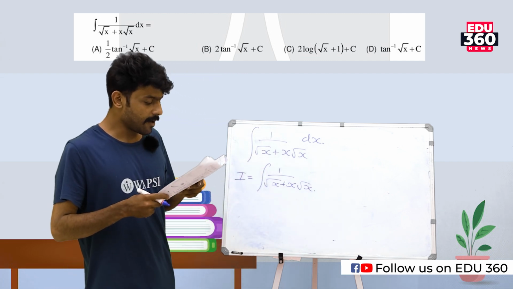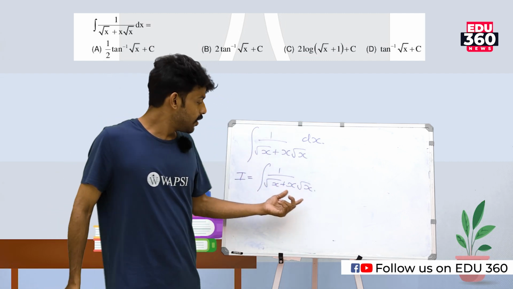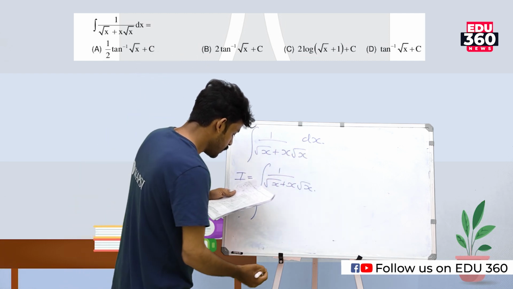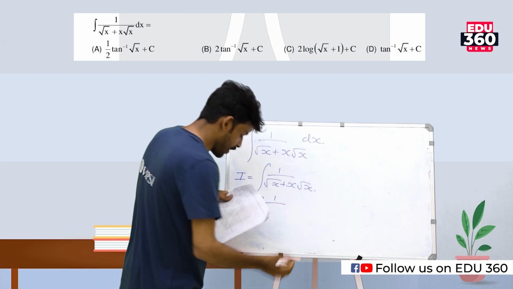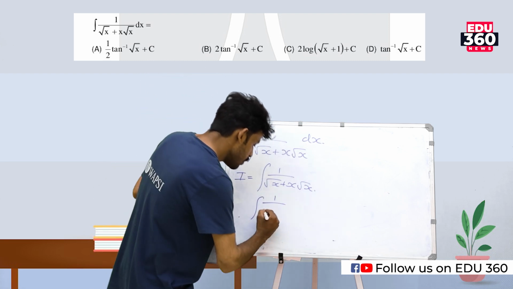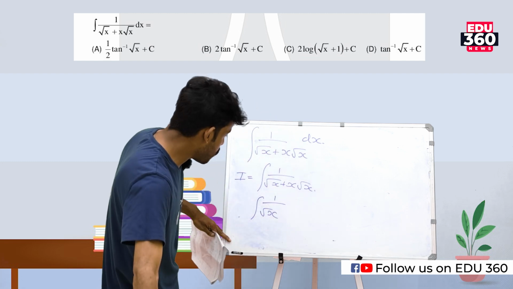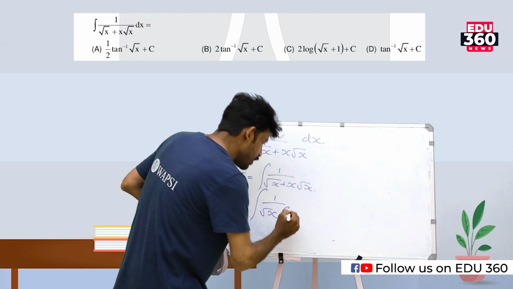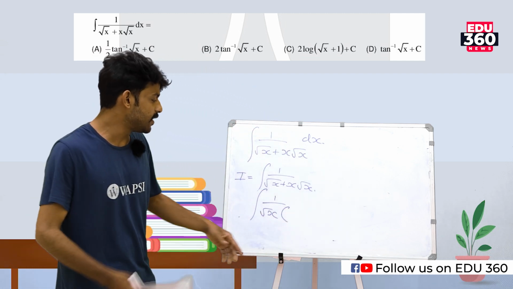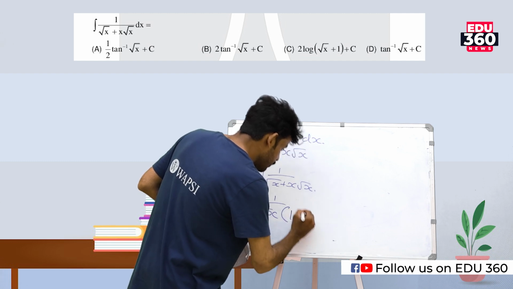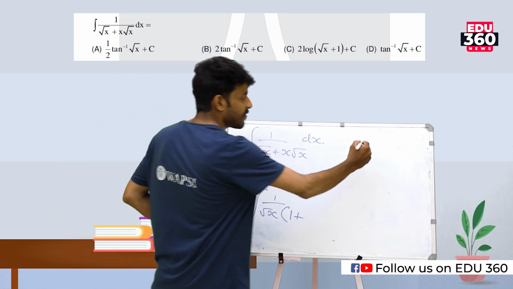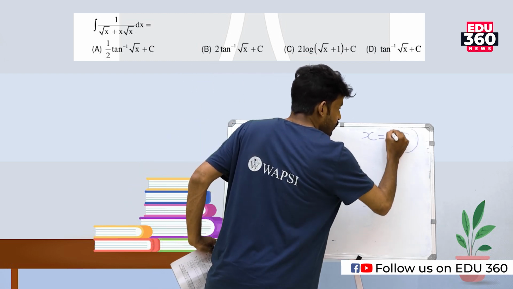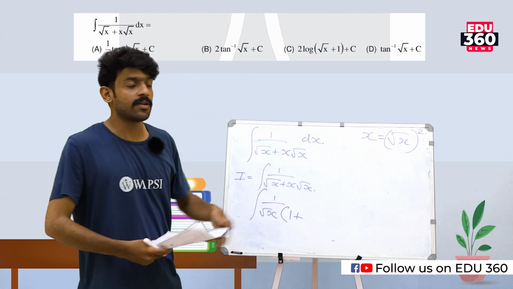Hereafter I am going to take root x common and take it outside. So that means the integral of 1 by root x into, if we take root x outside, it will become 1 by root x into (1 plus, and the remaining is x). I am going to write x as root x the whole square, because root x the whole square has the value x.